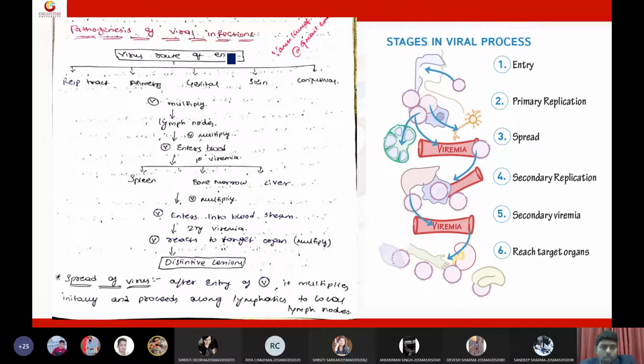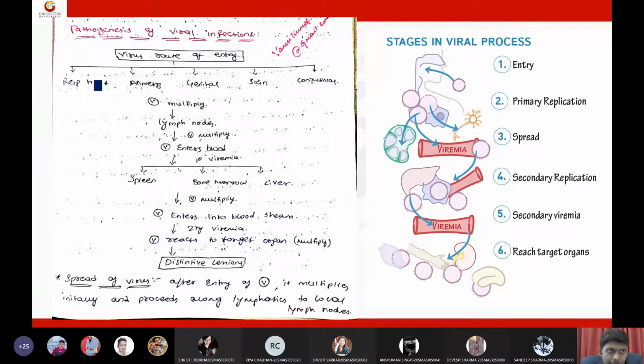Route of entry: a virus can enter either by the respiratory tract into the lungs, or the alimentary tract into the stomach or intestine, or into the genital or orogenital regions, or via skin, or via eyes, the conjunctiva. So these are the routes of viral entry into the body. A virus can enter via respiratory, stomach, genital, skin, or conjunctiva.